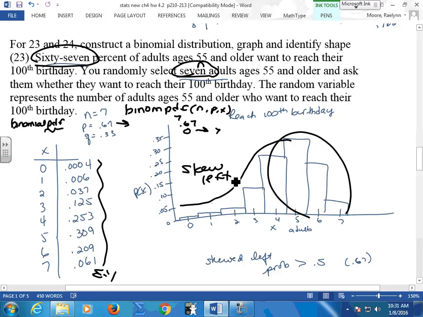Do you see how that fits into each other? It's almost like common sense that you expect that to happen. If it's a higher probability, more people will say yes. Don't forget to give it a title. Your y-axis is your probability, and your x is where all your bars go. Good?